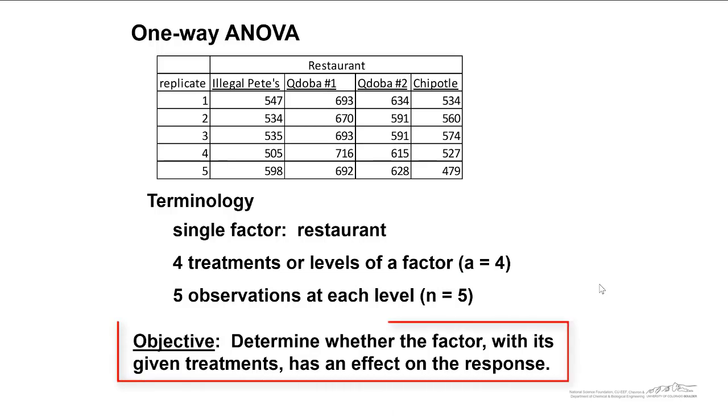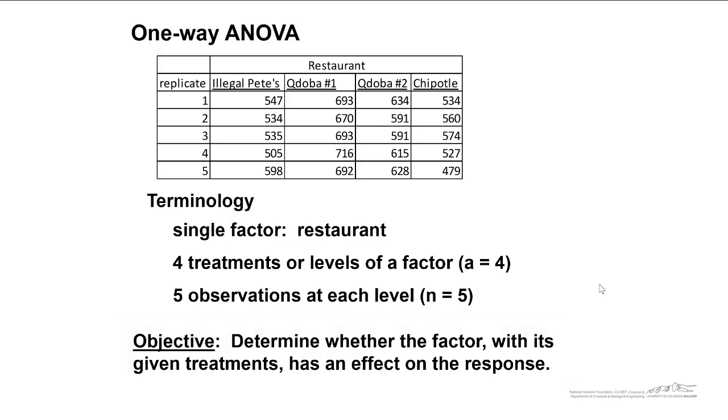Our objective with ANOVA is similar to the ANOVA that we use for regression analysis, and that is we want to determine whether the factor with its given treatments has any effect on the response. So all we're trying to do is to determine, in this case, does choice of restaurant affect the mass or the output? And that's really all we're determining with one-way ANOVA.